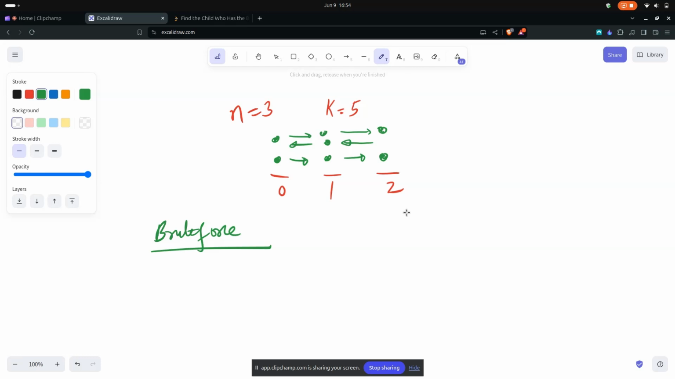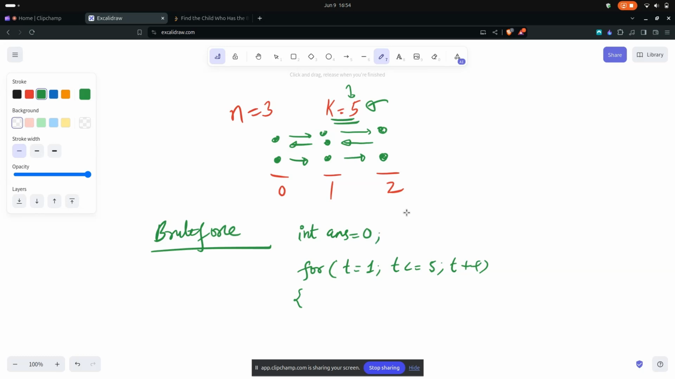So now we have to simulate this process for k equals 5. What we'll do is go from k equals 1 to k equals 5, and we'll have a variable. Let's call this variable answer. So answer will be the index of the child who has the ball currently.